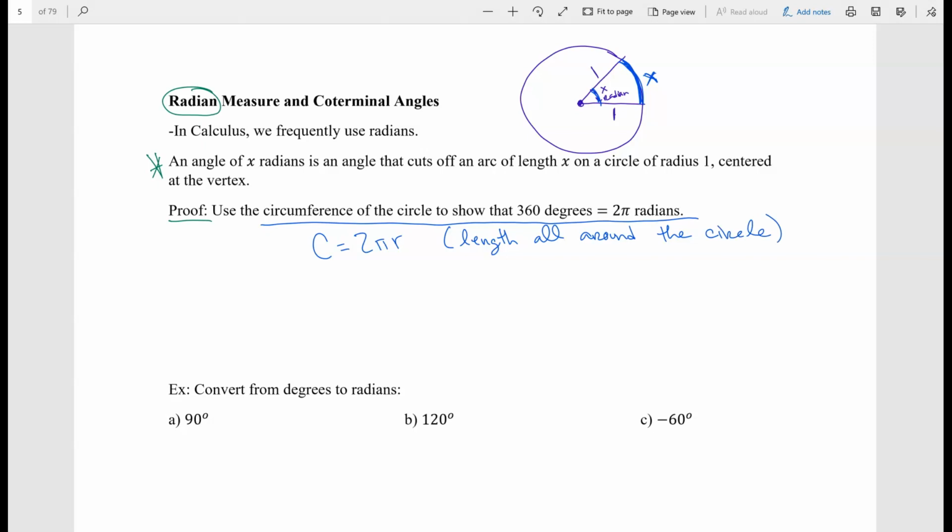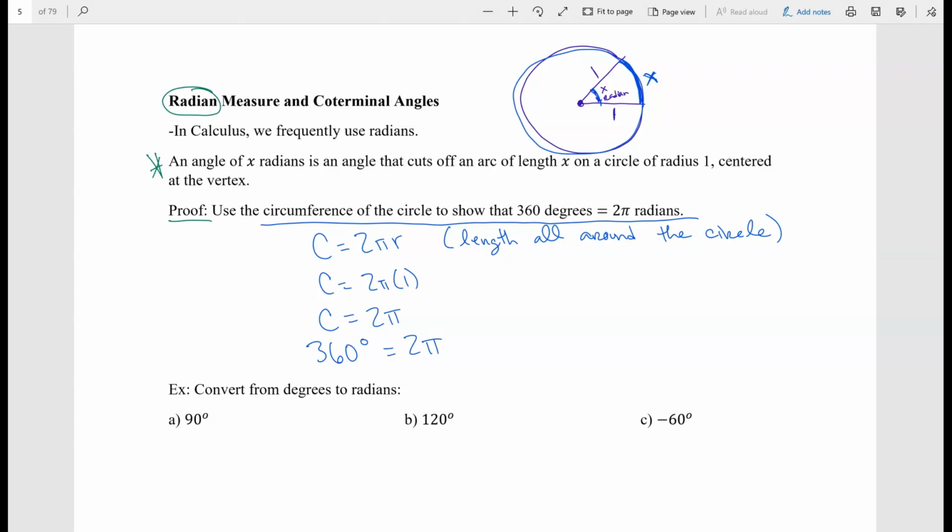Think of it like the perimeter of a triangle. The length all around the circle is the circumference. It's just a fancy way to say perimeter. Here the radius r is 1, so C = 2 pi times 1, so the circumference is 2 pi. Well, that's one whole revolution, one whole spin. What else is one revolution? 360 degrees is equal to 2 pi.